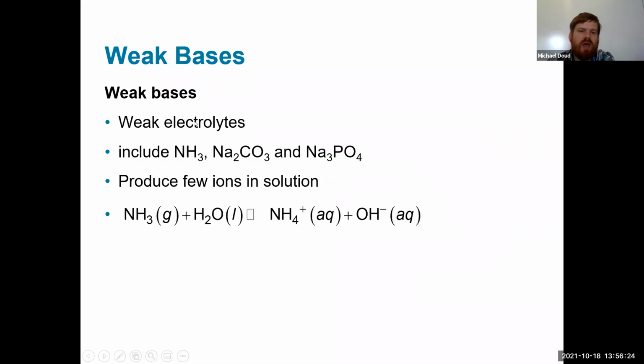Now, on the other hand, weak bases only partially dissolve or partially dissociate in solution. So once again, because these partially dissolve or partially dissociate, you get weak electrolytes. These would include ammonia, which is written down here. Basically, only some ammonia molecules become ammonium. In other words, they're strong enough to pull off a proton from water, forming ammonium and hydroxide ion. And so you only get a few ions in solution. The same thing with the salts of carbonates and phosphates. Those act as very weak bases.